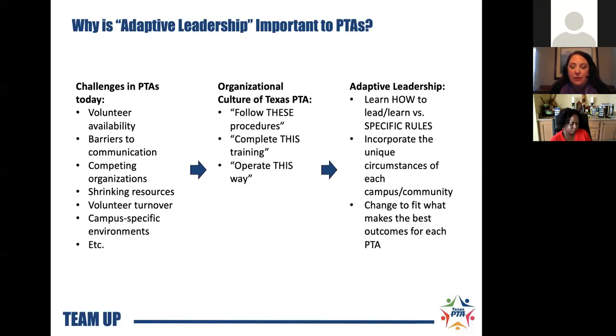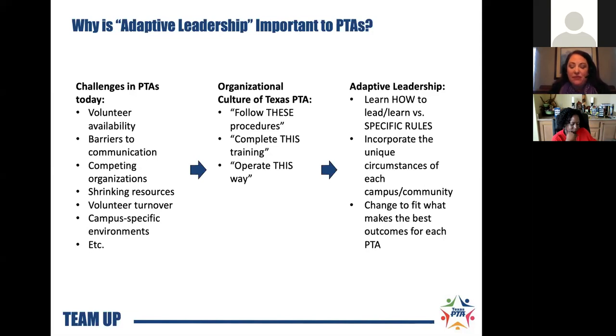PTA life is complex. There are a number of internal and external factors that impact how we need to approach leadership. Our local PTAs often struggle to find or engage volunteers. There are barriers to how we can communicate with our PTA communities. There are sometimes differences in languages, not enough information, too much information sometimes. There are other organizations competing for our time and for the time of our members.